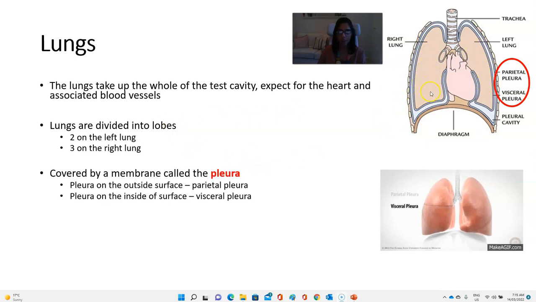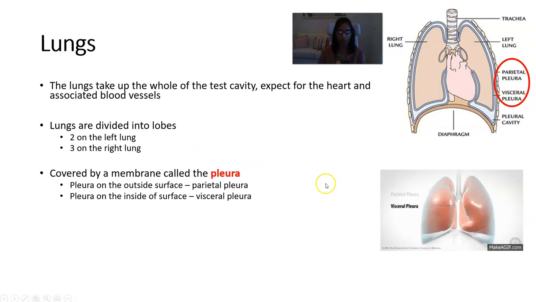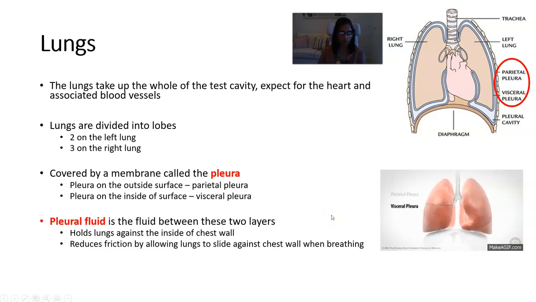And as they are constantly moving, constantly expanding and contracting, we have 2 layers of membrane. We have the parietal pleura on the outside and the visceral pleura on the inside. You can see in this little animation here, it's demonstrating the parietal pleura, which is the outside, and the visceral on the inside. Now, between these 2 membranes, the one that covers the outside and the inside of the lungs, we have pleural fluid.